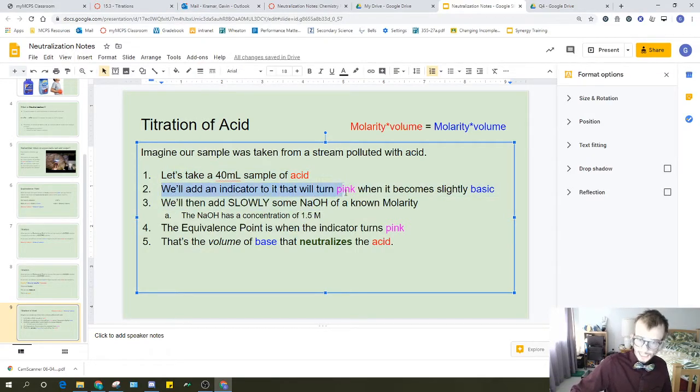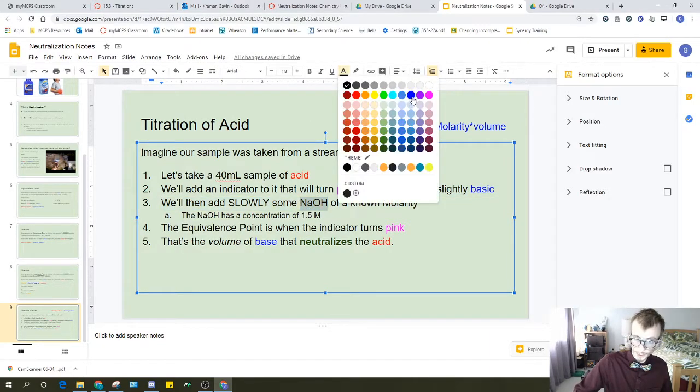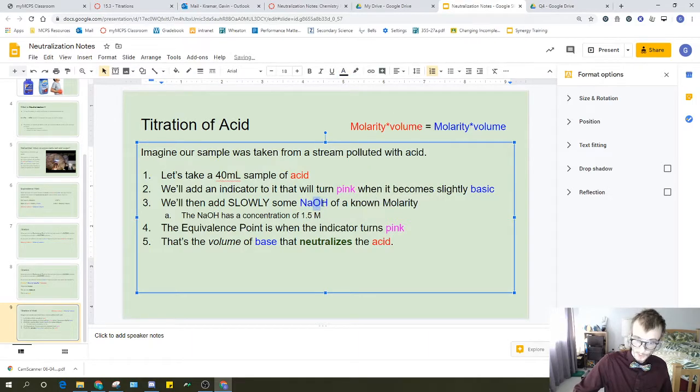We're going to add an indicator to it that'll turn pink. That's going to be phenolphthalein when it becomes slightly basic. So when I first add it, nothing's going to happen, but when it becomes basic, it'll turn pink. Then we're going to slowly add some sodium hydroxide. You might notice that sodium hydroxide is a base because it's got a hydroxide at the end. Of a known molarity or a known concentration.